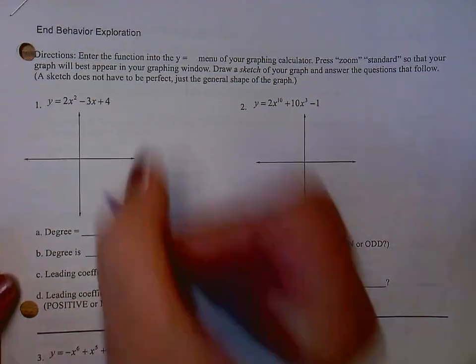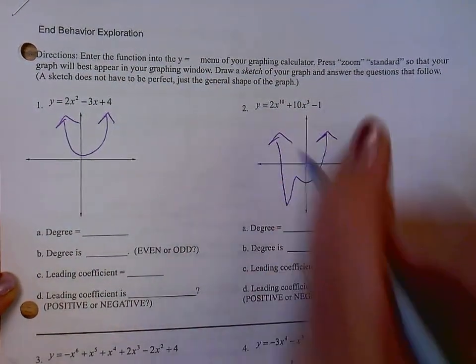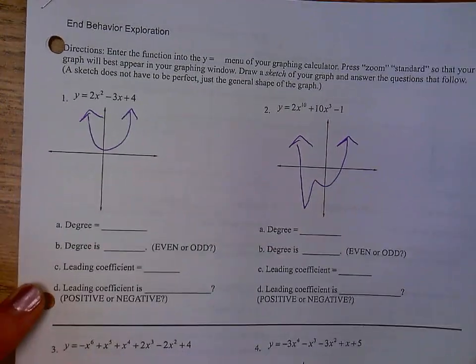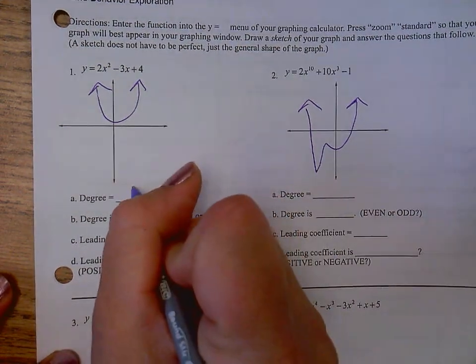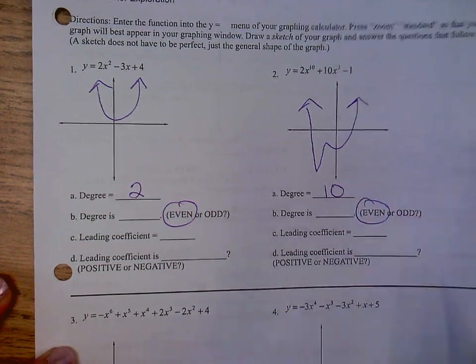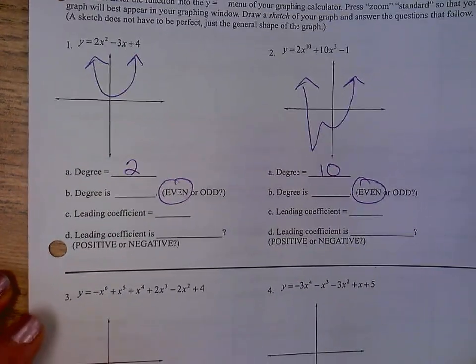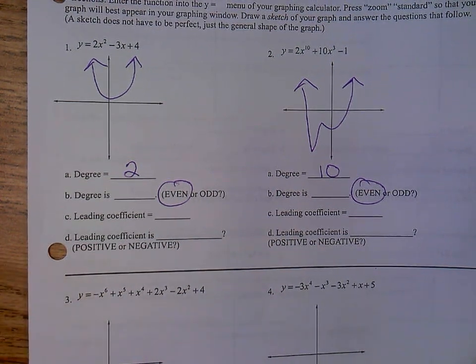I remember that this one kind of looked like this, and this one kind of looked like this, right? Something like that. So both of these, what did they have in common? They both had a degree. This degree was 2, this degree was 10. They both had even degrees. Listen up. Not all of you did this. I'm going to give you the quick summary. These two graphs both had even degrees.